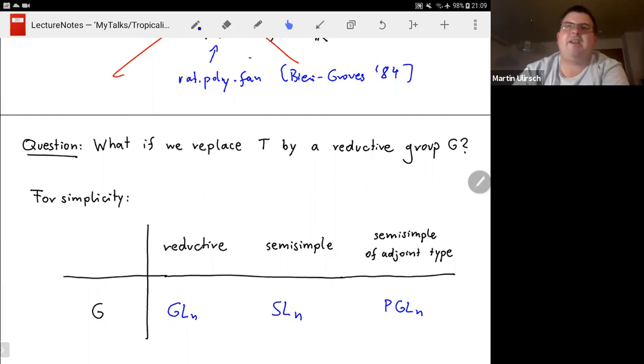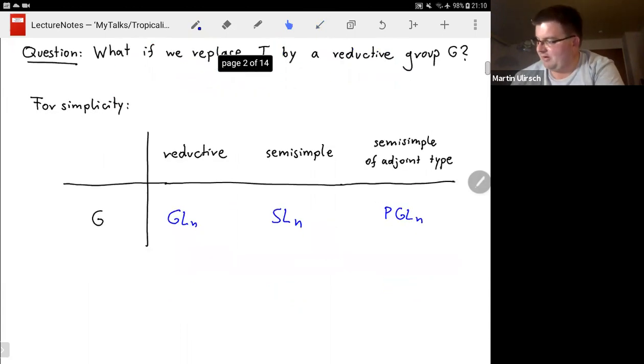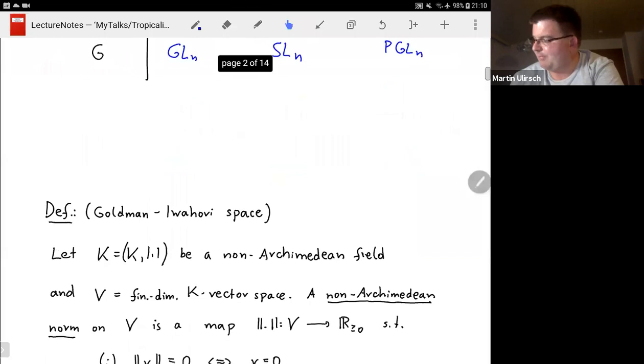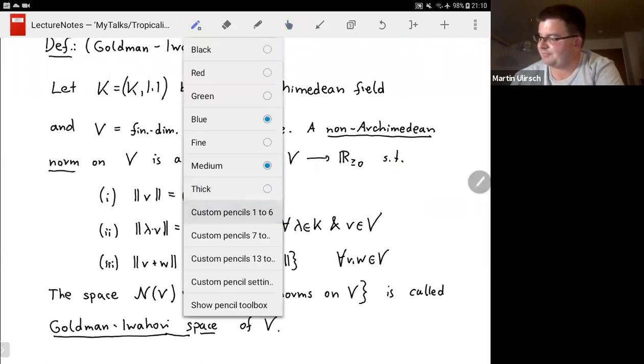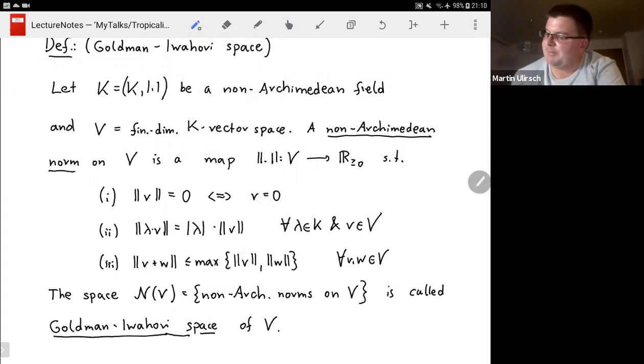Let's introduce an interesting space that has been around for a surprising amount of time. And that's the so-called Goldman-Iwahori space. Let's explain what this is though. So suppose K is some non-Archimedean field. Think about either the complex numbers with the trivial absolute value or this humongous, really big Hahn series field.